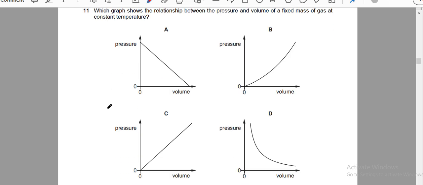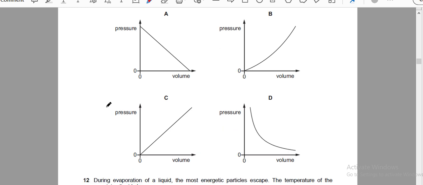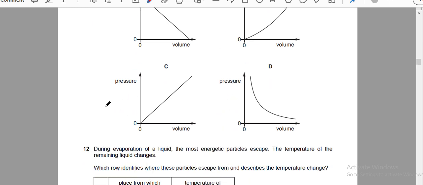Which graph of P and V when mass is fixed, temperature is fixed? Certainly it will be the shapes that we used to know.